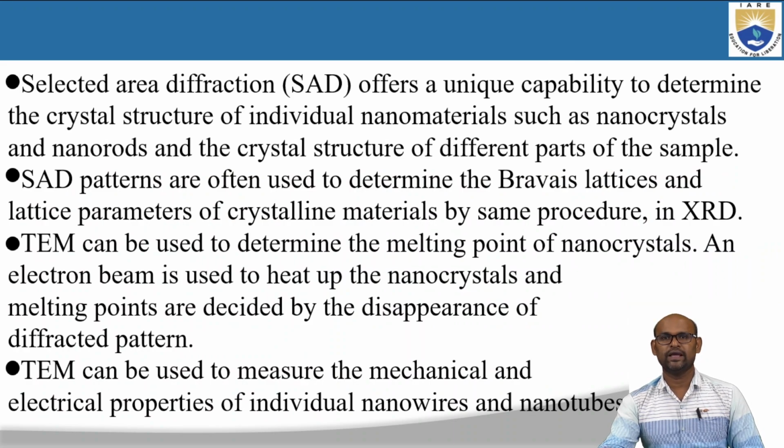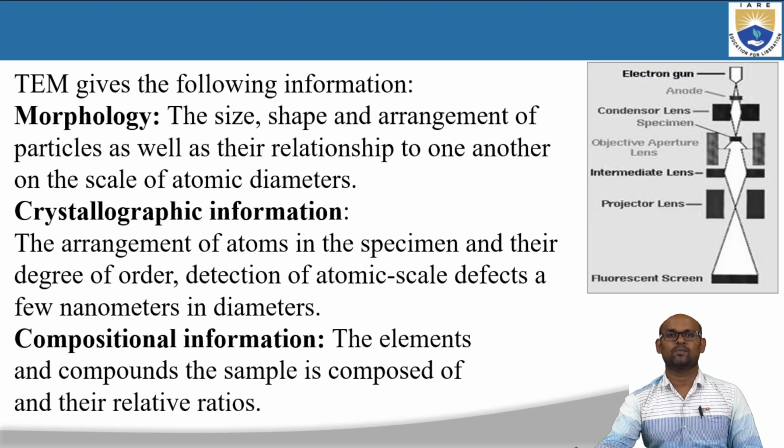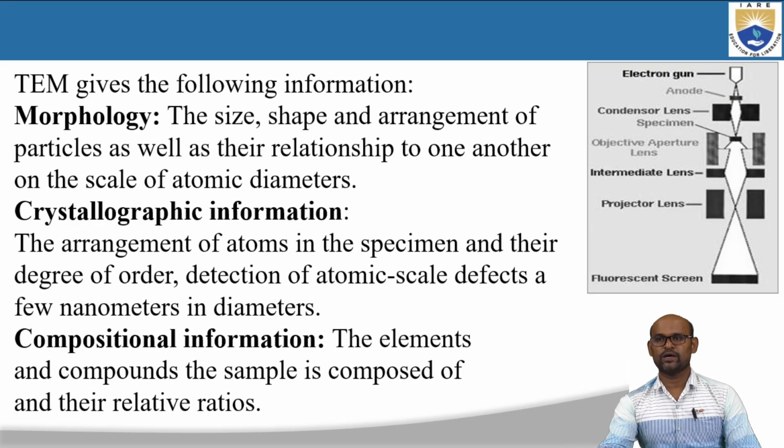So you can use selected area diffraction to look at the crystal structure of different samples, and to look at the Bravais lattices and lattice parameters. TEM can be used to determine the melting point of nanocrystals: an electron beam is used to heat up the nanocrystals, and melting points are decided by the disappearance of the diffraction pattern. So TEM can be used to measure mechanical and electrical properties of individual nanowires and nanotubes. This transmission electron microscopy schematic is given here.